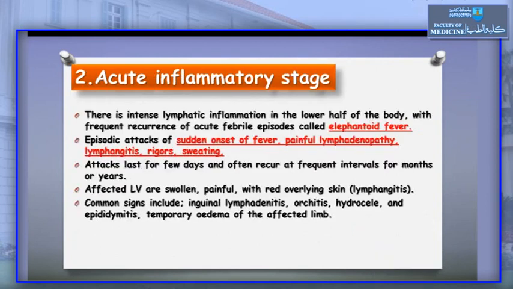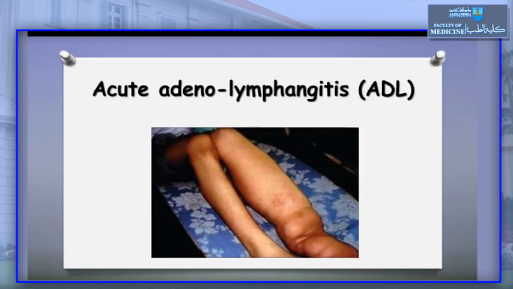In the acute stage, there is intense lymphatic inflammation in the lower half of the body with frequent recurrence of acute febrile episodes called elephantoid fever. Episodic attacks of sudden onset of fever, painful lymphadenopathy, lymphangitis, rigors, and sweating are the manifestations. Attacks last for a few days and often recur at frequent intervals for months or even years. The affected lymph vessels are swollen, painful, with reddened overlying skin, known as lymphangitis. Common signs include inguinal lymphadenitis, orchitis, hydrocele, epididymitis, or even temporary edema of the affected limbs. This is a photo showing the acute adenolymphangitis stage, or ADL.